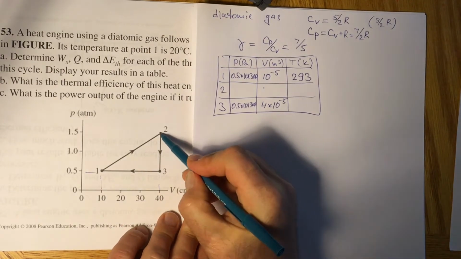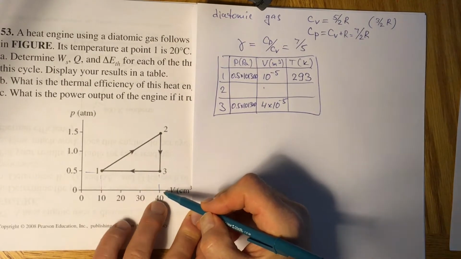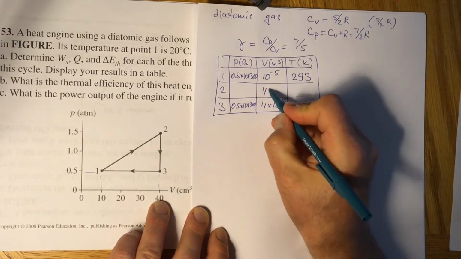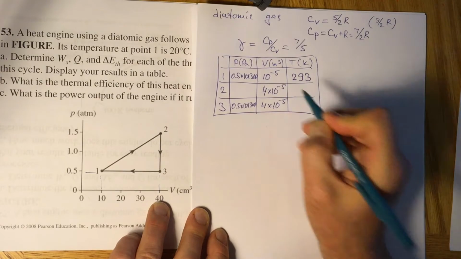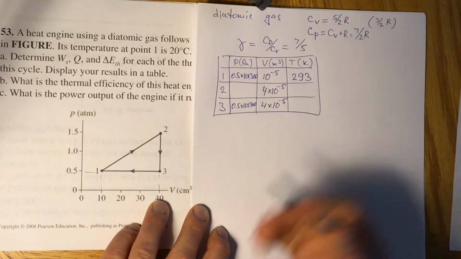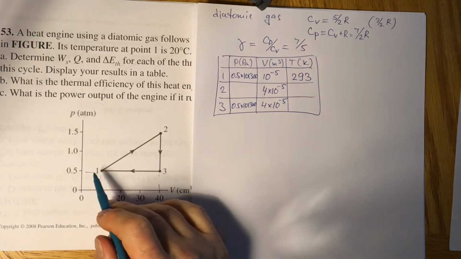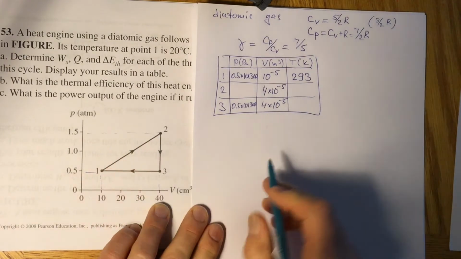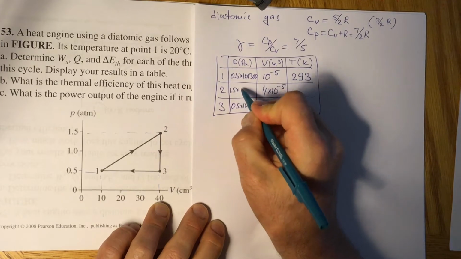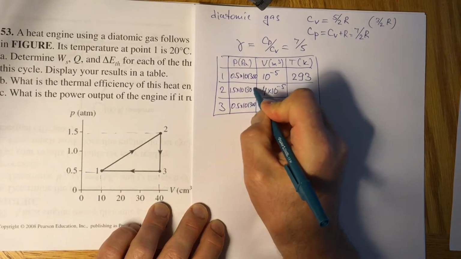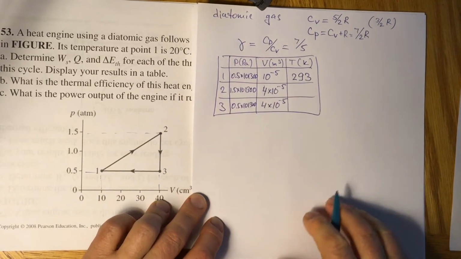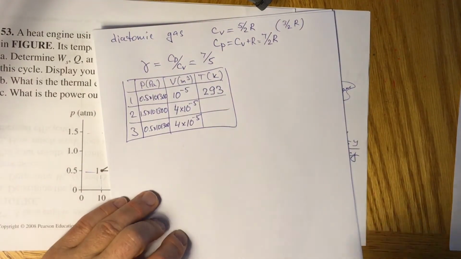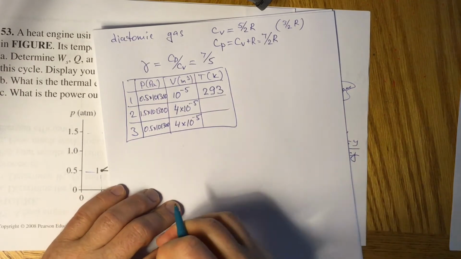Now, one more. We have point 2 at which we have volume 40 cubic centimeters, or 4 times 10 to the negative 5 cubic meters. And you have to look, do you have pressure at this point or not? And you see that we have pressure at this point of 1.5, so we have 1.5 times 101,300 pascals. So we filled this table, picking up the data from the diagram only.